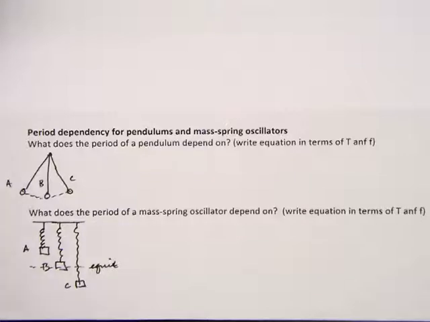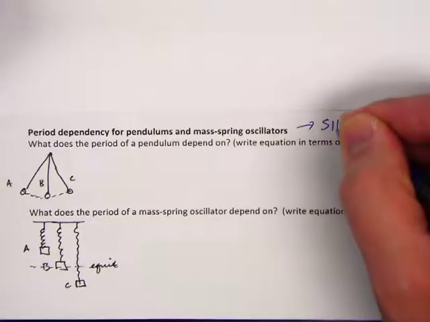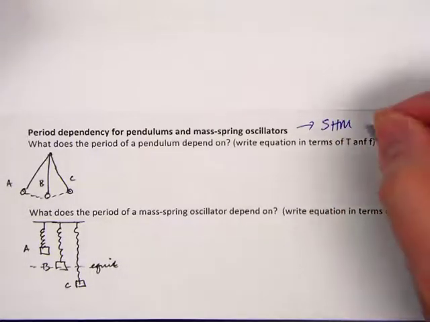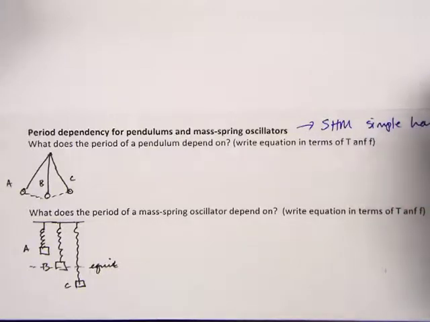All right, let's look at period dependency for pendulums and mass spring oscillators. Now, both of these are examples of what we call simple harmonic motion. You've seen this term come up. I don't think we've defined it. Simple harmonic motion occurs when you have a restoring force that's driving a system back to equilibrium.